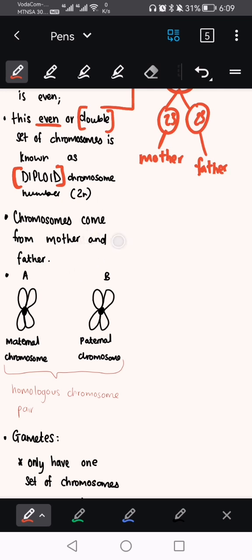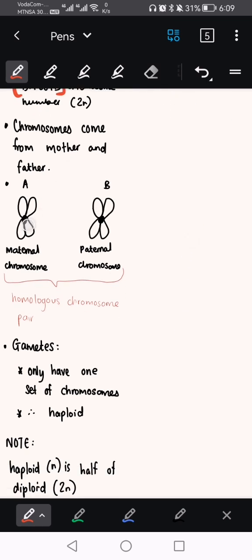Alright, so 23 comes from your mother, 23 comes from your father, and together, so that's 23, will give you your 46 chromosomes, right? In the human cell. And that's what I noted here. You get your paternal chromosome and your maternal chromosome. Your maternal chromosome from your mother and your paternal chromosome from your father together are called a homologous chromosome pair.